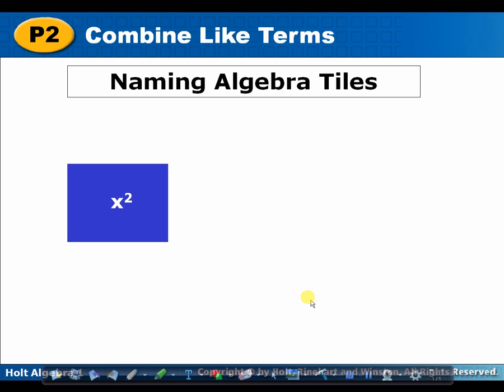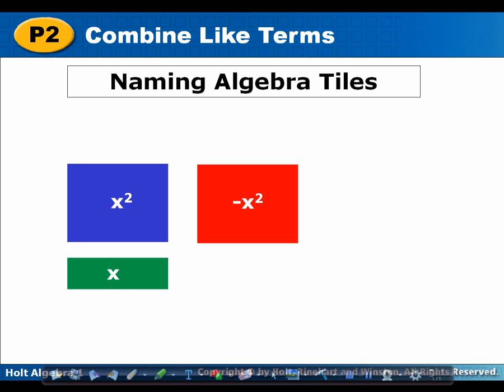Okay. The first algebra tile we're going to show you is the x squared. It is the big square. Then you have the negative x squared, and we just denote that by showing it in red. And then you have your single x there in green, the rectangular piece. And then you have the negative x, again in red. Then you have your unit piece there with the 1, and then you have your negative unit with the negative 1.